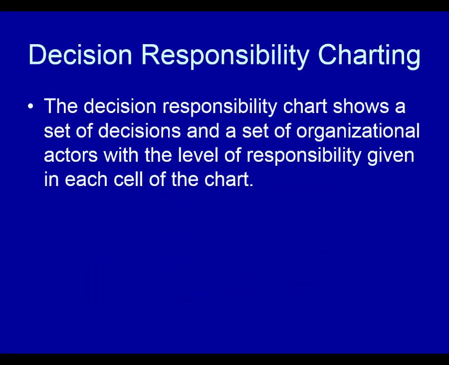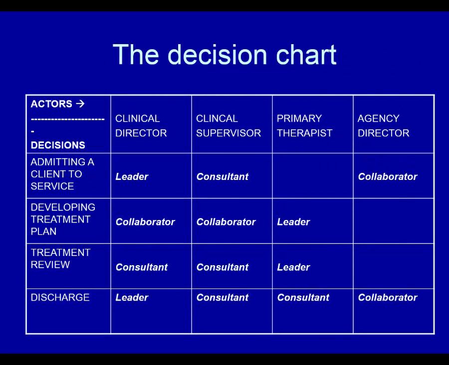Let's look at the idea of decision responsibility charting. Now, this shows a set of decisions and a set of organizational actors with a level of responsibility given in each cell of the chart. I'm going to show this to you as an example. Here we have actors in the columns: clinical director, clinical supervisor, primary therapist, agency director. These are four critical actors in this particular hypothetical organization.